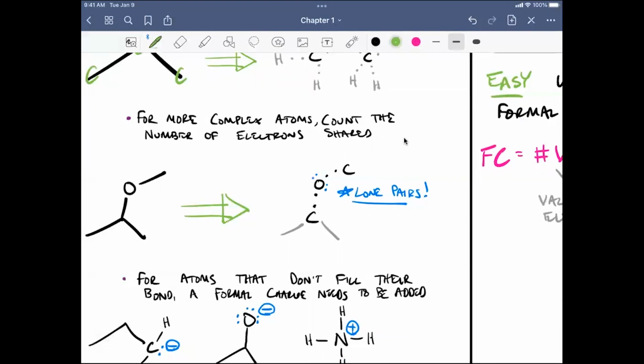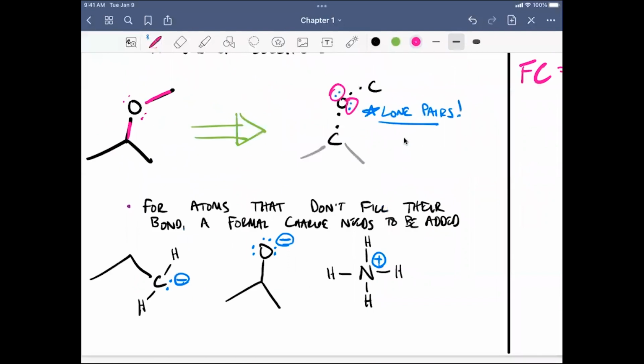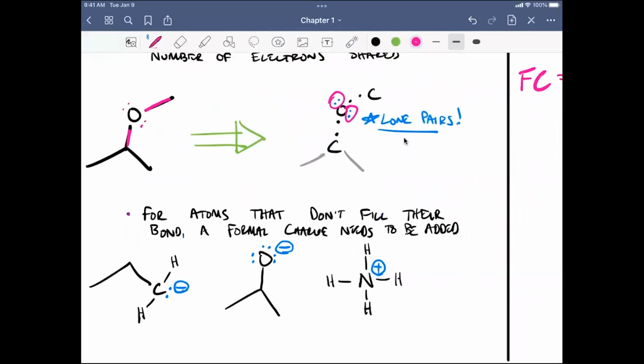For more complex atoms, you can count the number of electrons being shared. So if you have a nitrogen, if you have an oxygen, if you have a sulfur, those aren't as simple as carbons, who just have 4 bonds. So you really have to notice these lone pairs right here and notice that you have 1 bond right here, 1 bond right here. If oxygen has 6 valence electrons and 4 of them are getting taken up, you're going to have some lone pairs, right? So we got that right there. And I have right here, for atoms that don't fill their bond, a formal charge needs to be added.